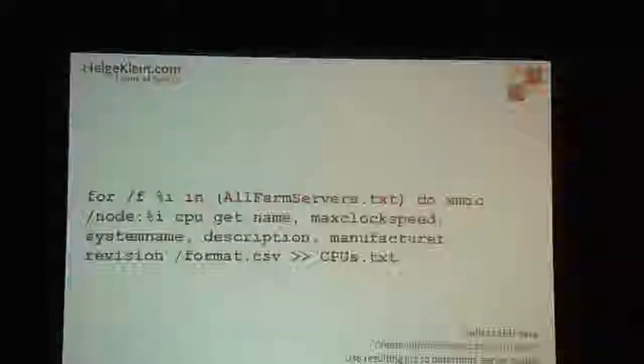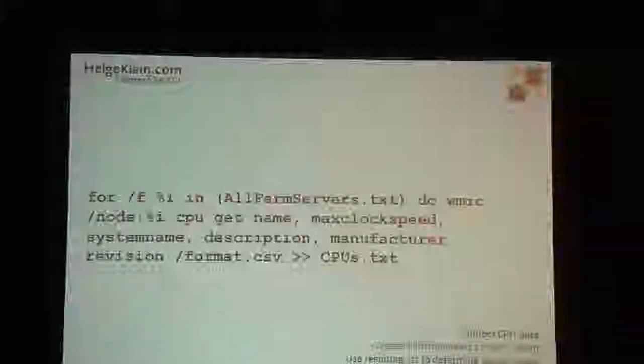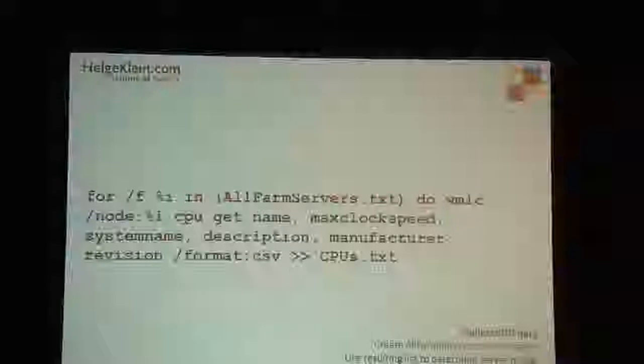And with this nice little batch command, the for loop, which is pretty powerful, comes in handy very often. We run that command on all servers in the farm and write the output to a file called cpus.txt. Now, you might wonder where to get that allfarmservers.txt list. One easy way to get it is with the command qfarm.